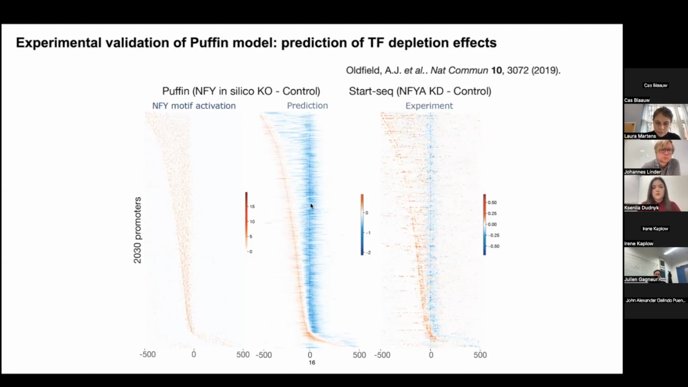And here we see that initially the signal was in the center. Now it is shifted upstream. And this is the experimental signal measured with STARR-seq with the knockdown of NFI protein. We observe that our prediction is consistent with the experiment. The experiment also shows that there was signal in the center and then it's shifted upstream.